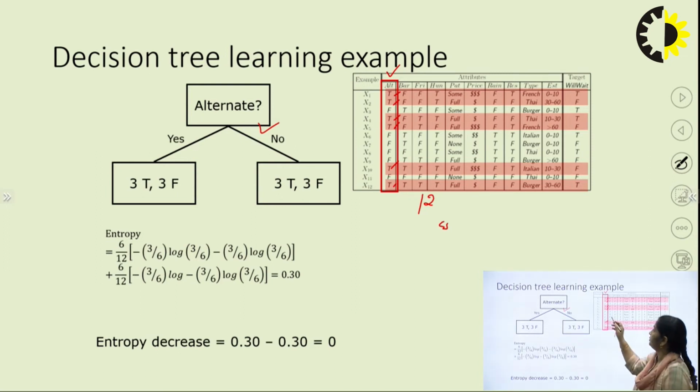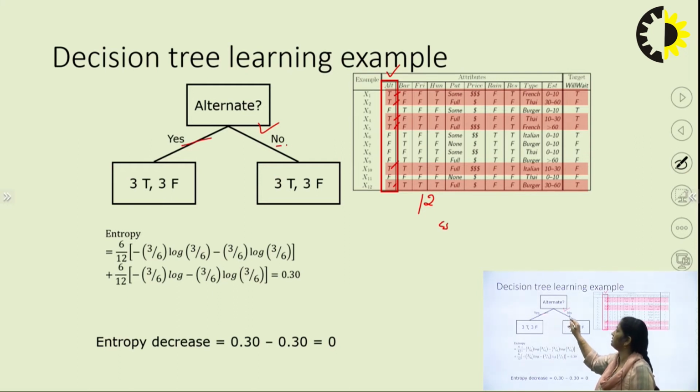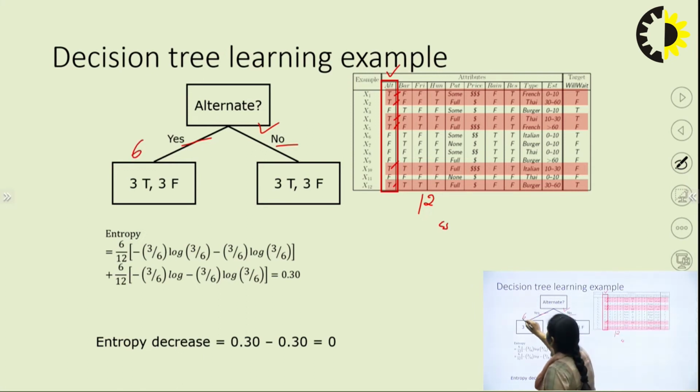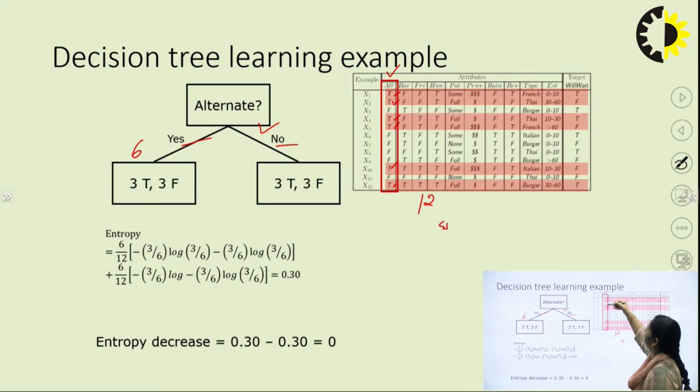We have only 2 values, true and false, which we represent here with yes and no. Let me talk about this yes value. How many did I find? 6. Let me repeat again: 1, 2, 3, 4, 5, 6. I am excluding false and checking true. Total examples are 12, so 6 correspond to false and 6 correspond to true.